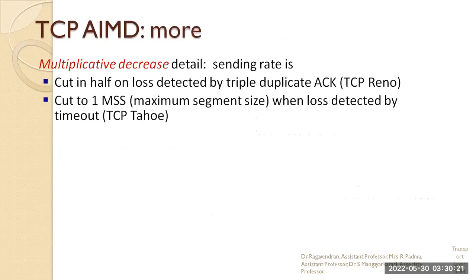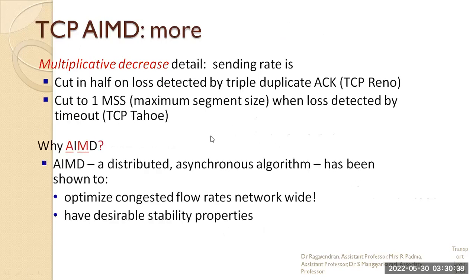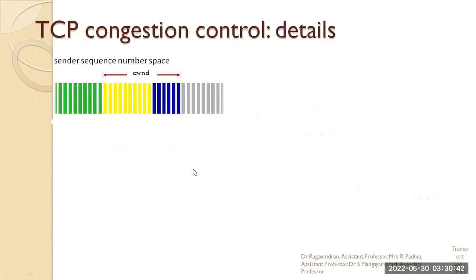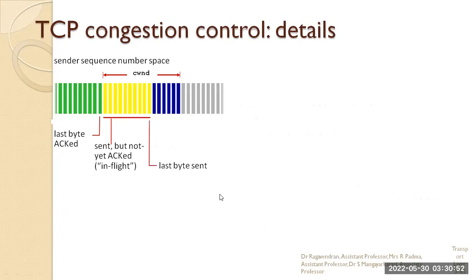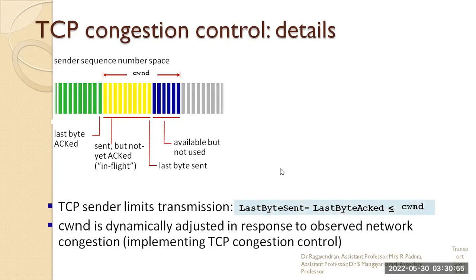Multiplicative decrease detail: the sending rate is cut in half on loss detected by triple duplicate ACK, and cut to one MSS when loss is detected by timeout. AIMD is a distributed, asynchronous algorithm, as shown here. So these are the congestion control details: last byte acknowledged, sent but not yet acknowledged, last byte sent, available but not used.